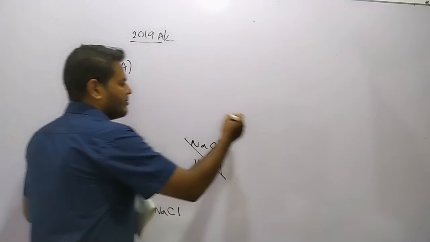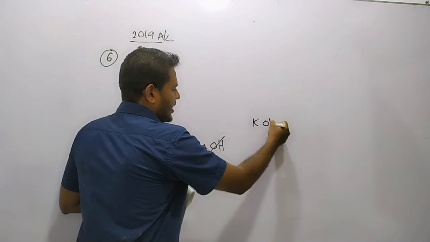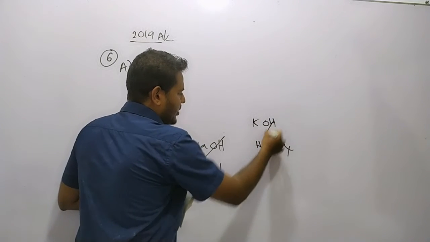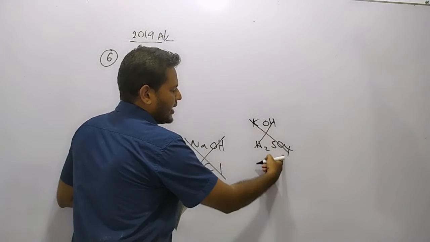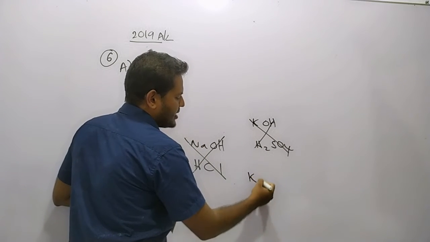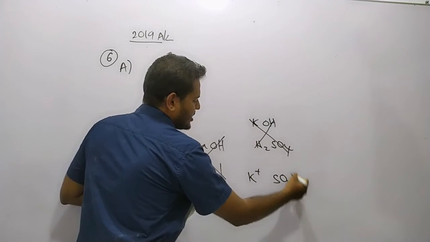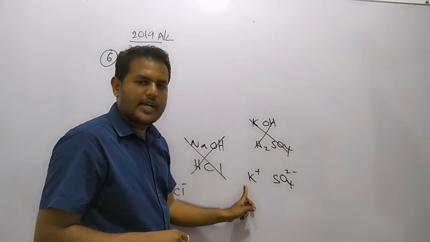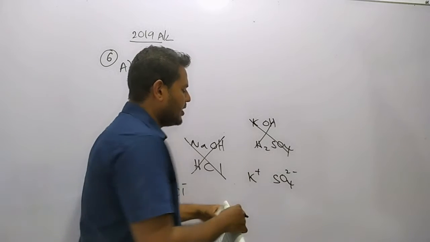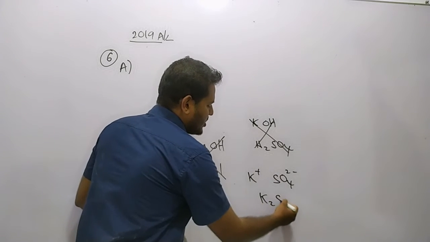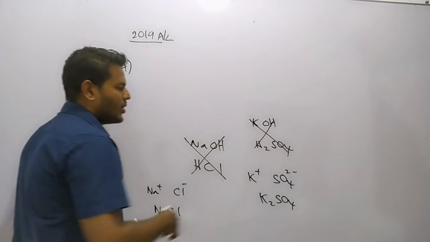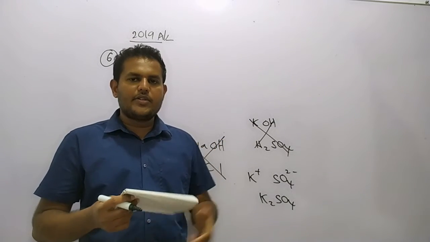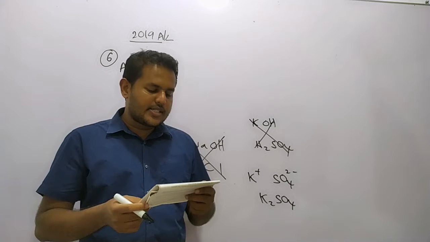Just think that the compound is potassium hydroxide, a base, and the acid is sulfuric acid. When they react together, it forms potassium sulfate. Potassium is K+, sulfate is SO4 2-. The valency of sulfate is 2 and the valency of potassium is 1. When you interchange them, you get K2SO4. So this is the salt. You get potassium sulfate plus water. This is the common knowledge that you should know related to acids, bases and salts.